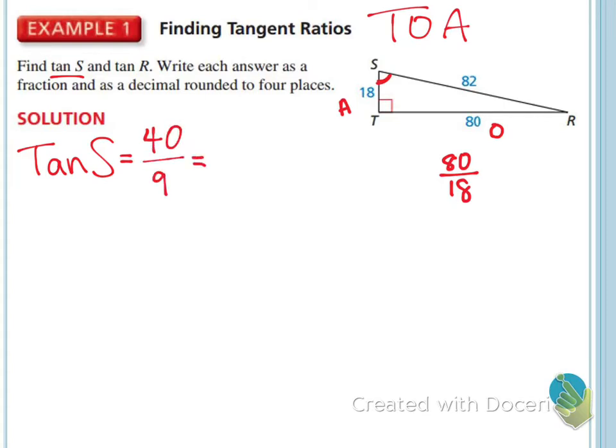So it says write your answer as a fraction and a decimal rounded to four places. So again, type in 40 over 9, and then you hit S to D and it'll make it a decimal for you. It says four places, but I don't think it goes. Or no, it does. It's repeating. So this will be 4.4444.